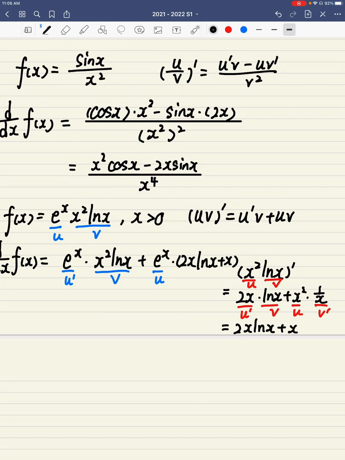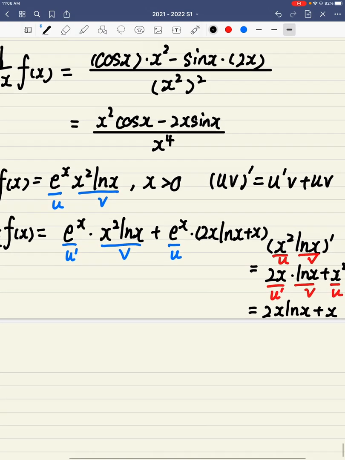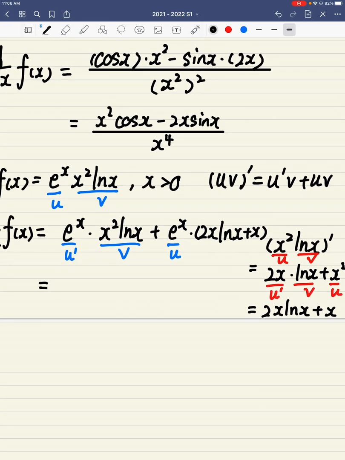All right, so then you can just put them all together. It's e to the power of x times (x squared ln x plus 2x ln x plus x).